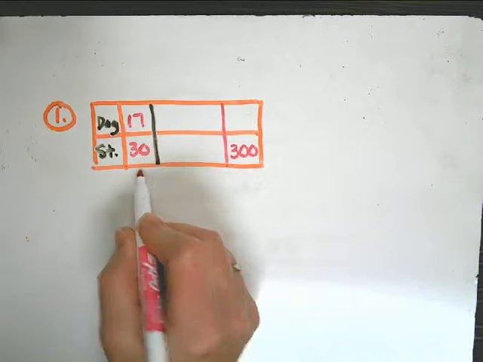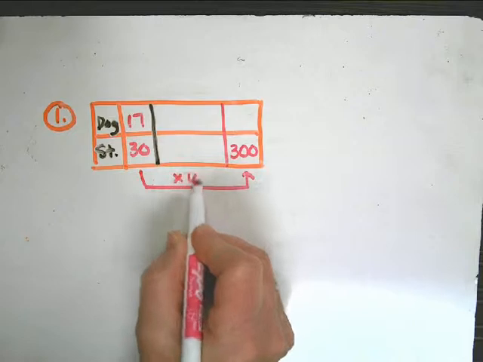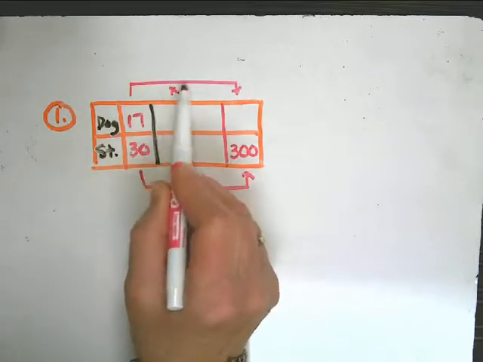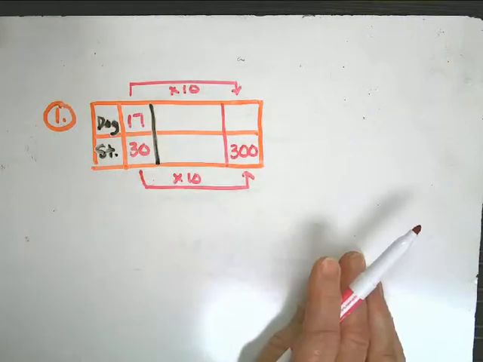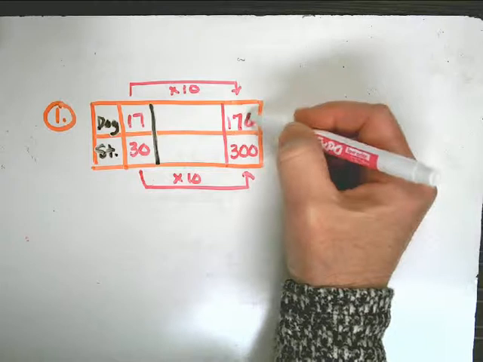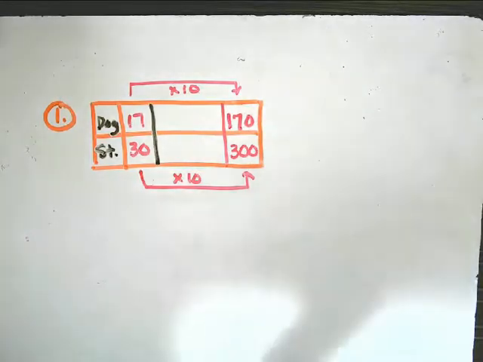So we're just going to multiply by 10. Well, then I have to do the same thing here. So 17 times 10 is? So if I surveyed 300 students, we would expect that 170 of them, thereabouts, have dogs. Okay? So that's one way you can do it.